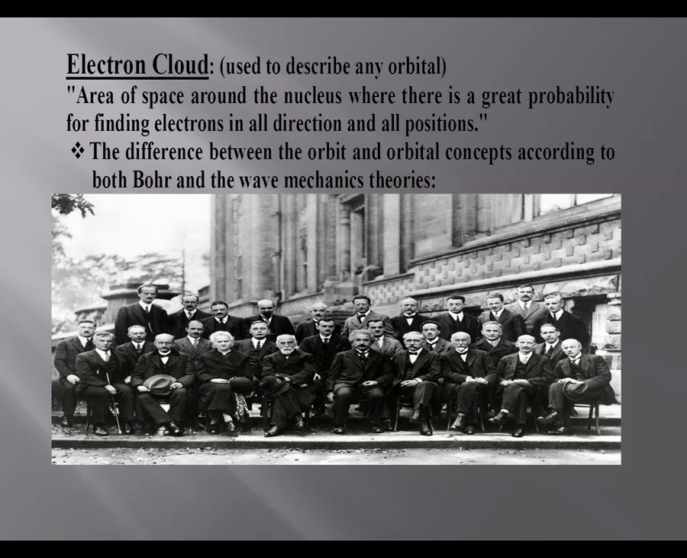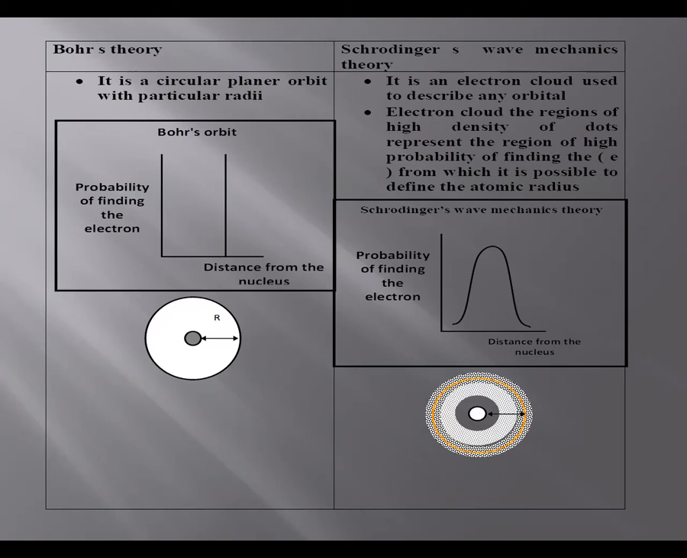The difference between the orbit and the orbital concept according to both Bohr and Schrödinger. Bohr stated that the orbit is a circular path with a constant radius, while Schrödinger stated that the electron cloud is used to describe any orbital, and in the electron cloud, the region of the highest density of the dots represents the region of high probability of finding the electron.